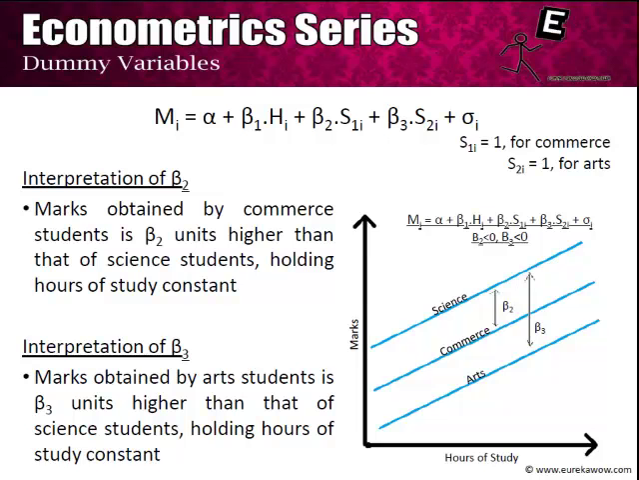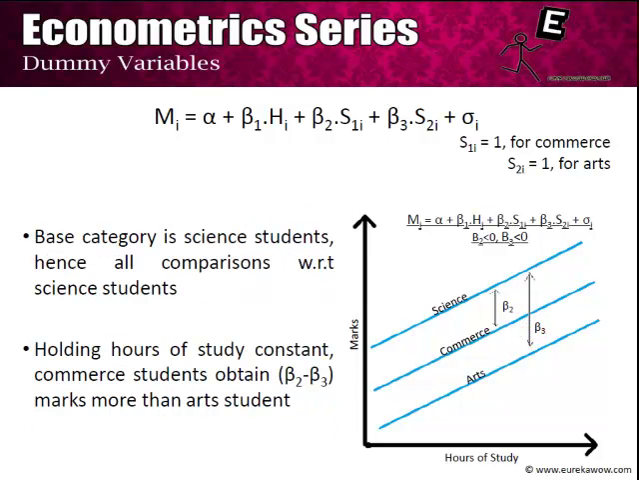So note in this case that we are assuming implicitly that beta 3 is greater than beta 2. That is, for the same hours of study, a commerce student obtains higher marks than an art student. In fact, we can make a more definitive statement. We can say that commerce students get beta 2 minus beta 3 units higher than art students.